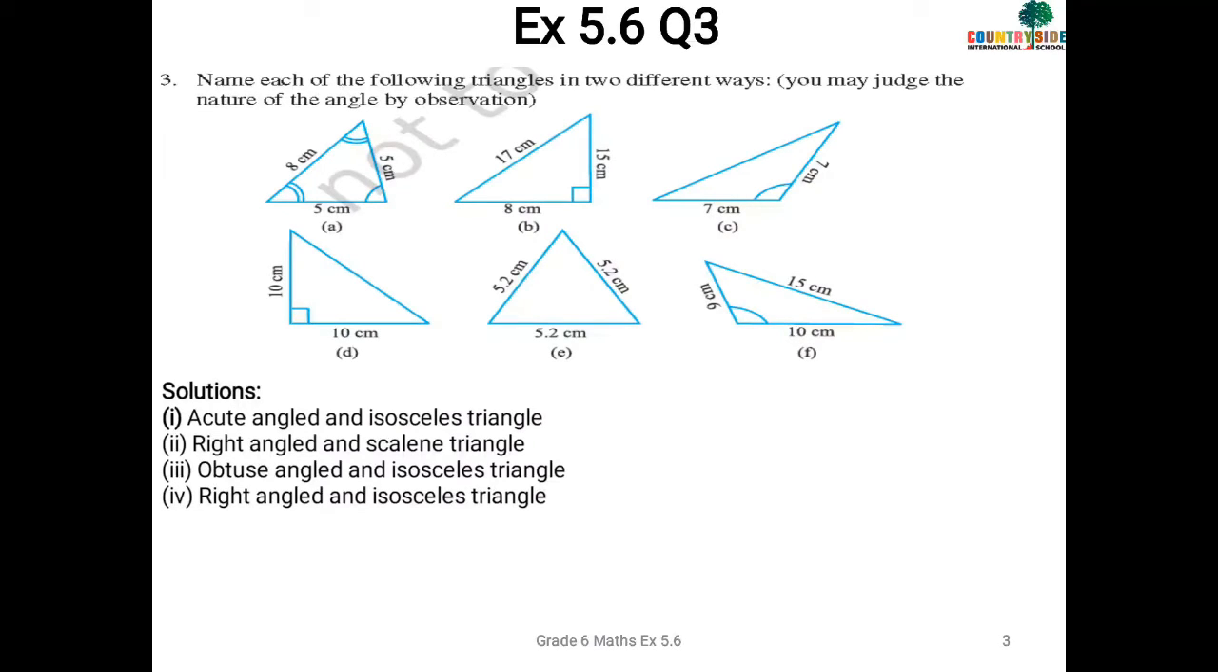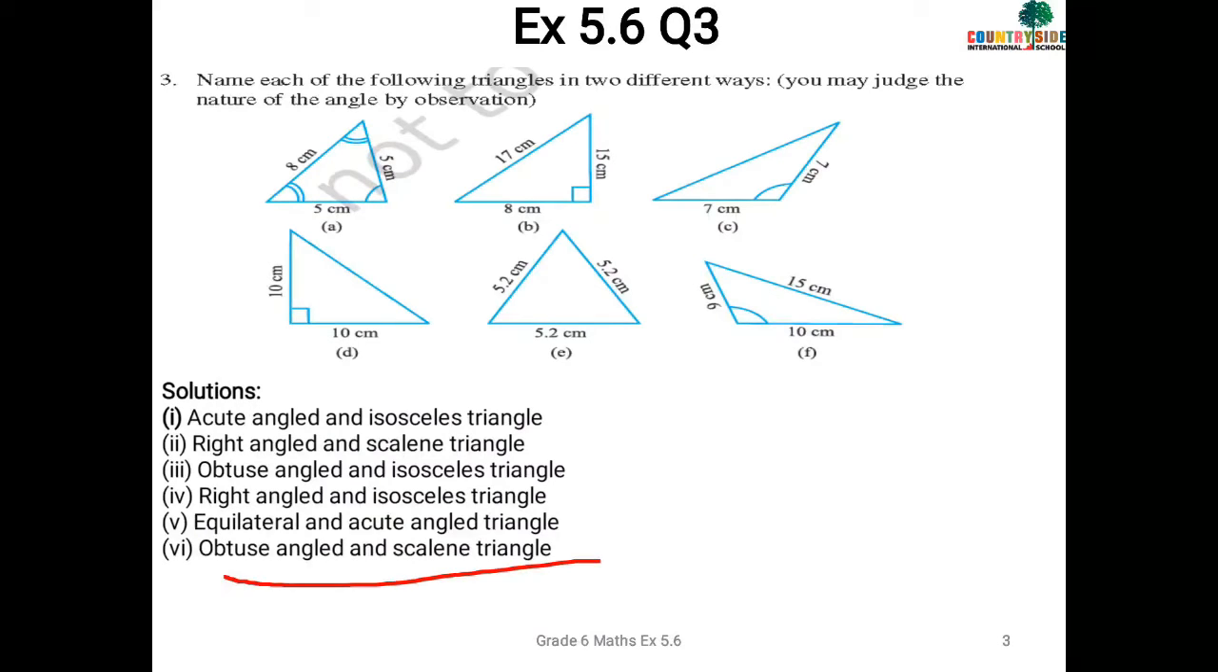Now in the same way, for part E, you can see all sides are the same. So equilateral and acute angle. Now for the last part F, it is an obtuse angle and all sides are different. So obtuse and scalene triangle. So in this way you have to solve such types of questions.